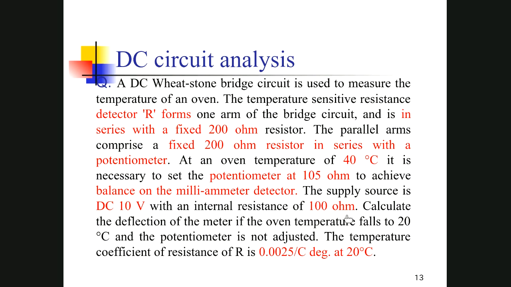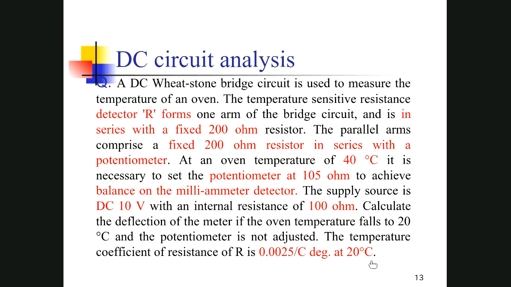Okay, so now it asks you to calculate the deflection of the meter if the oven temperature falls to 20 degrees and the potentiometer is not adjusted. Okay. Given that the temperature coefficient of resistance of R is 0.0025 per degree at 20 degrees.